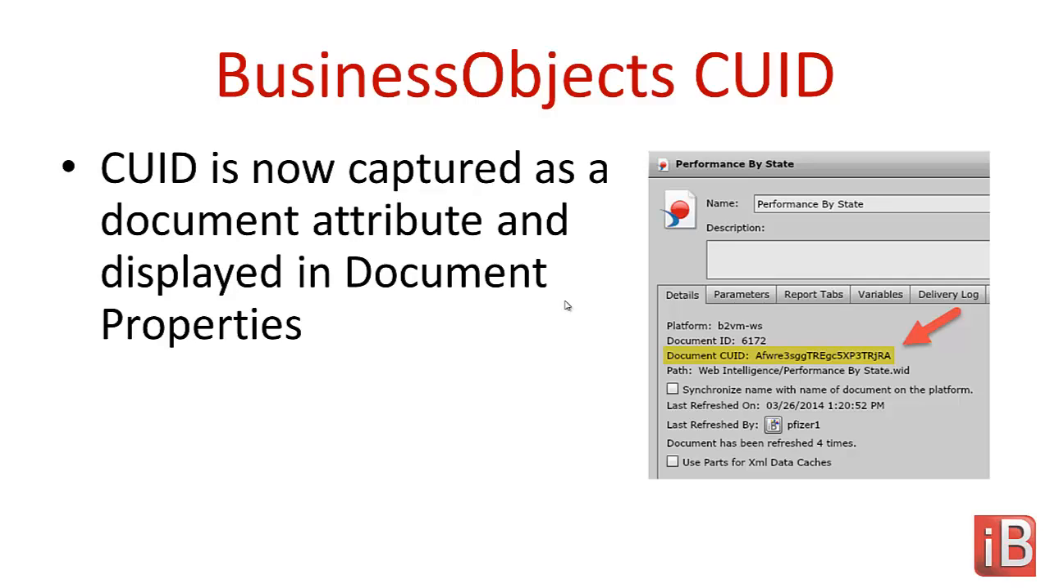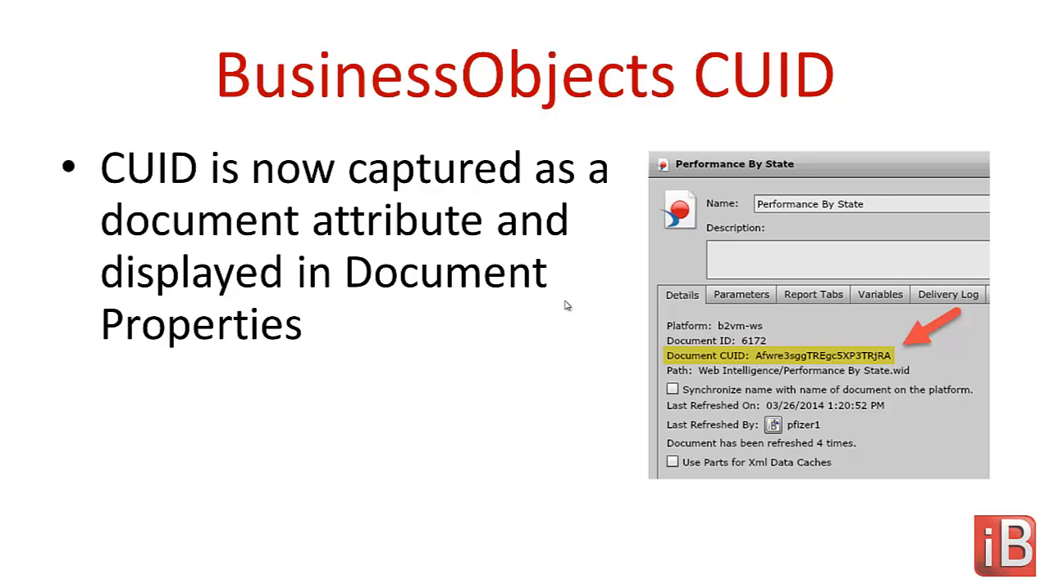2 bits of information can change, right? So the report name may change and the document ID may change. However, the CUID remains consistent. This can have an impact on InfoBurst when we go through platform migration exercises. So in previous builds, we've introduced support for CUID, although you may not have known it. But CUID is captured as part of the document properties, which you see here in the screenshot.